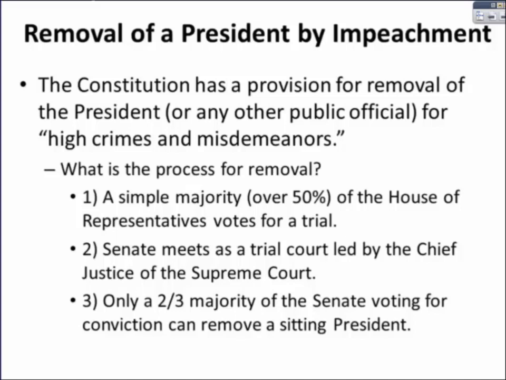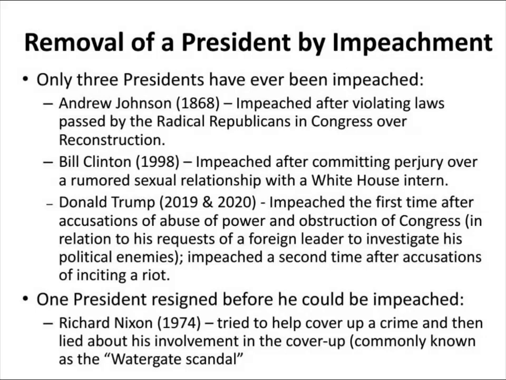No president has ever been removed from office after the articles of impeachment have been underway, but there have been 2 presidents who were impeached and 1 president who most definitely would have been impeached but resigned from office. Only 3 presidents have ever actually been impeached, and none of them were removed from office.